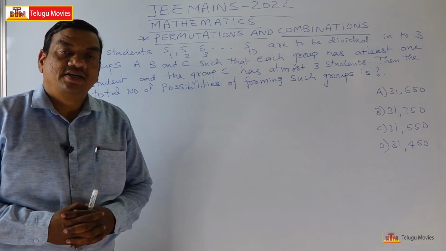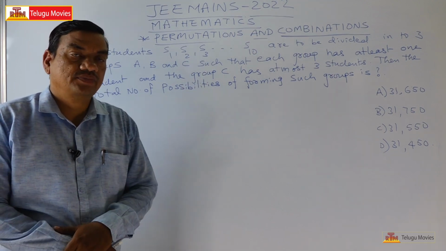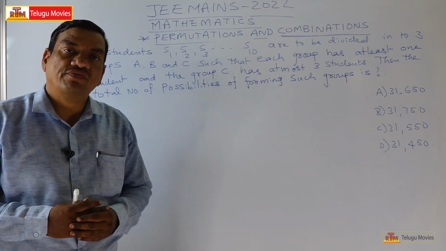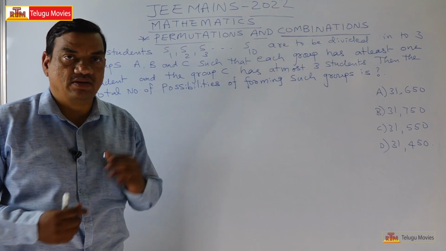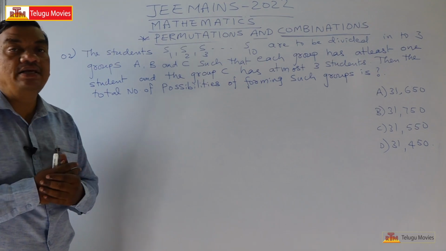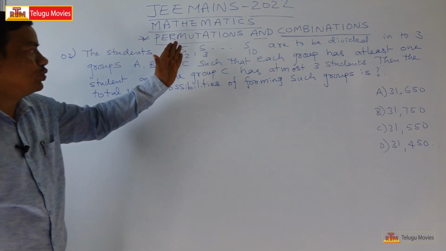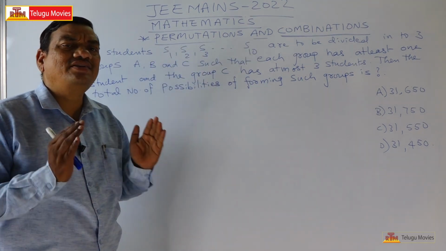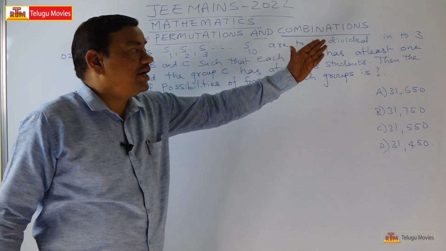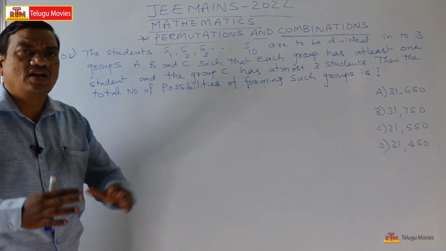So dear students, in today's class, let us start our second problem. This question was also asked in the 2021 JEE Mains examination in mathematics. Let us read the problem first and try to understand it. The students S1, S2, S3, and so on up to S10, so altogether 10 students, are to be divided into 3 groups A, B and C. There are competitions.